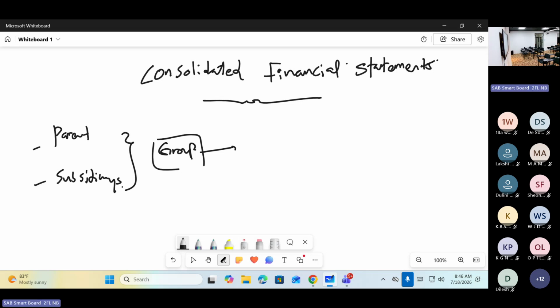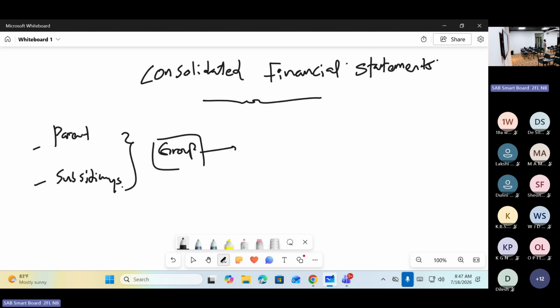Before the acquisition date, some unadjusted items may exist. All these unadjusted items should be adjusted. Once you adjust them, that will impact the equity of the subsidiary. Once we adjust something in the equity of the subsidiary, in other words, that will impact the goodwill calculation.